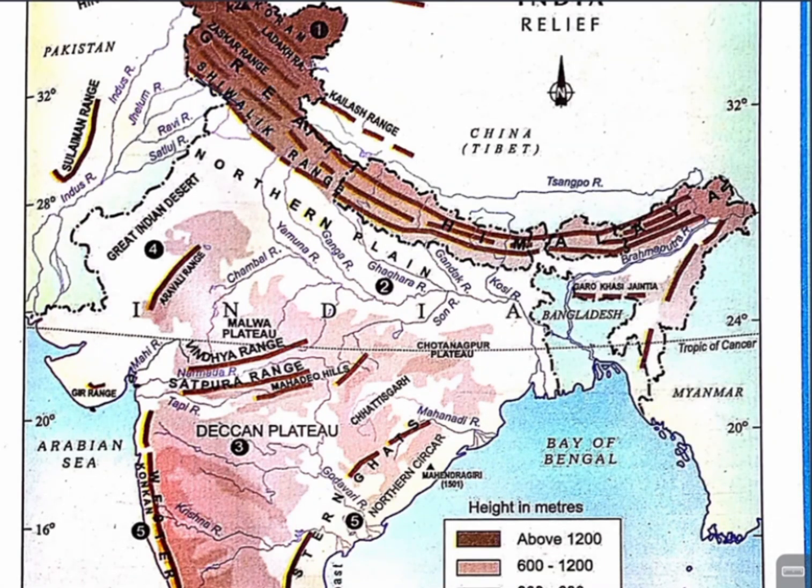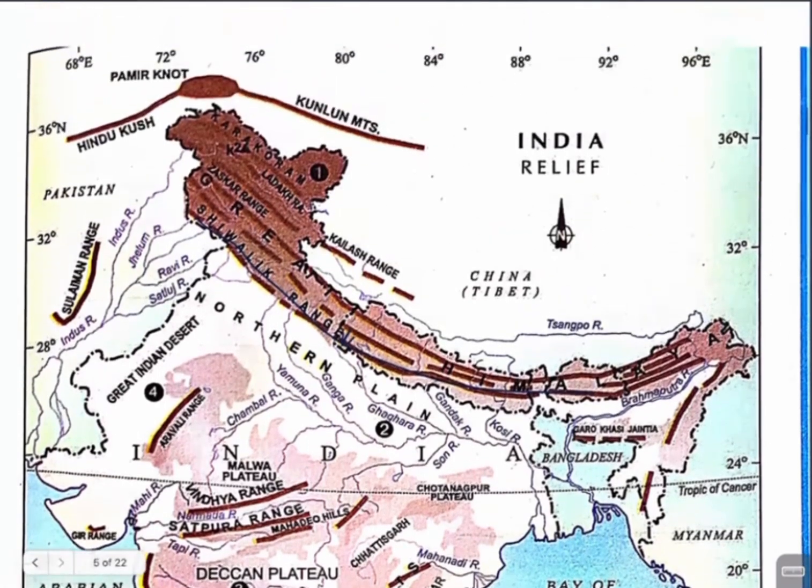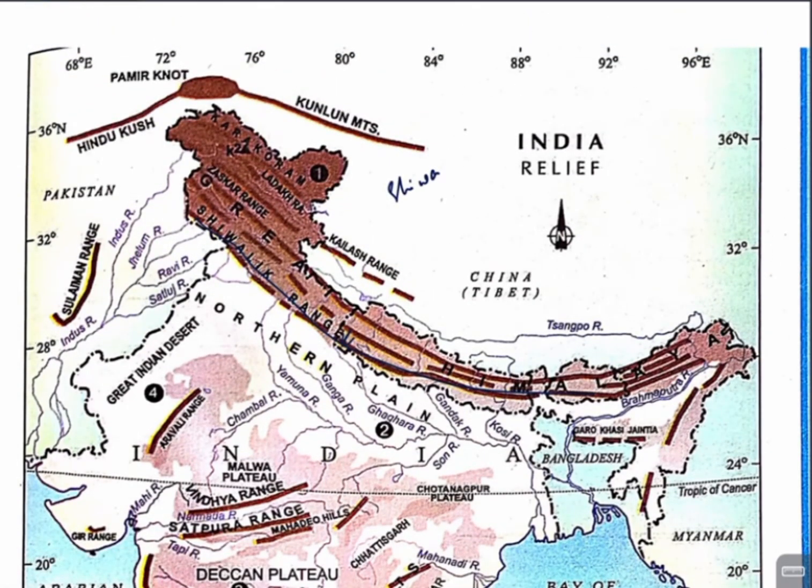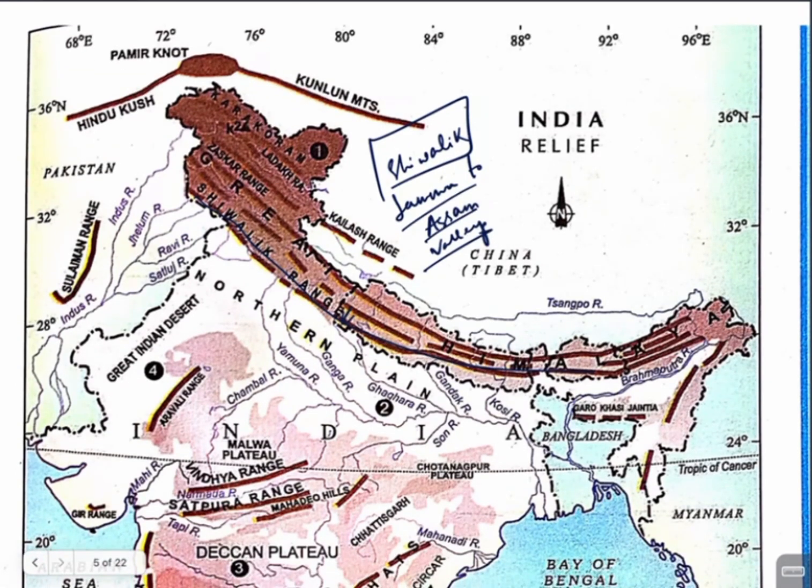The outer Himalayas is just below the middle Himalayas or lesser Himalayas. It is also called the Shivalik Himalayas. They spread from Jammu to the Assam Valley. The average height of this outer Himalayas is about 600 to 1500 meters.